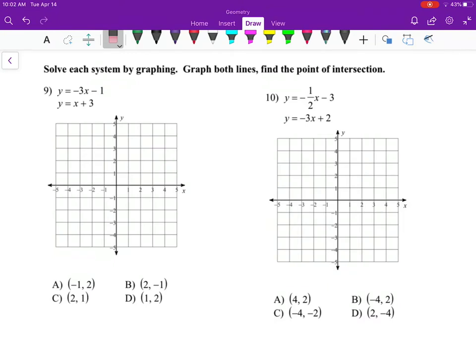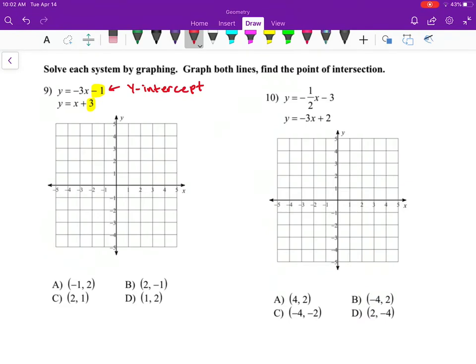So to do any of these, you're going to look first and foremost at this number right here at the end of the equation. That is your y-intercept, okay? I'm going to write that down. That is your y-intercept, and all that means is that's where your line crosses the y-axis. So that's always your starting point. That's an actual point on the graph.